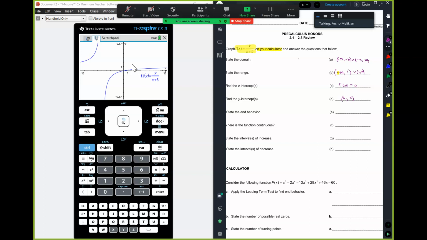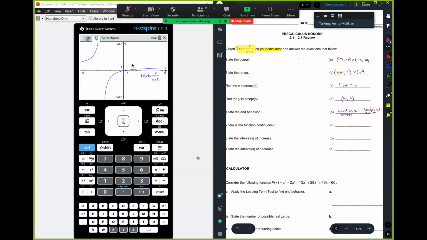Okay, end behavior. So here we're going to do limit of f of x as x approaches infinity equals, and then limit of f of x as x approaches -infinity equals. As x approaches infinity, what y value, Andrew? 1, correct. And it's the same at -infinity. It levels off at y equals 1.